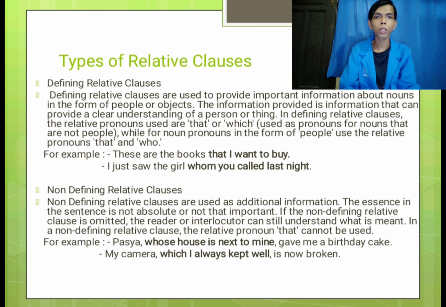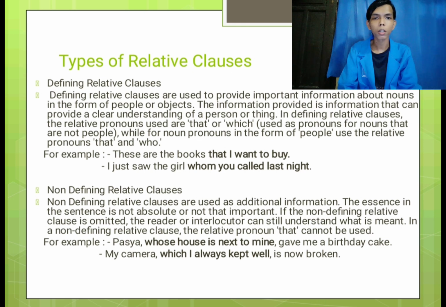Type of relative clause. Defining relative clause. Defining relative clauses are used to provide important information about a noun in the form of people or objects. The information provided gives a clear understanding of persons or things. In defining relative clauses, the relative pronouns used are that or which, used for nouns that are not people. Well, for nouns in the form of people, use the relative pronouns that and who.